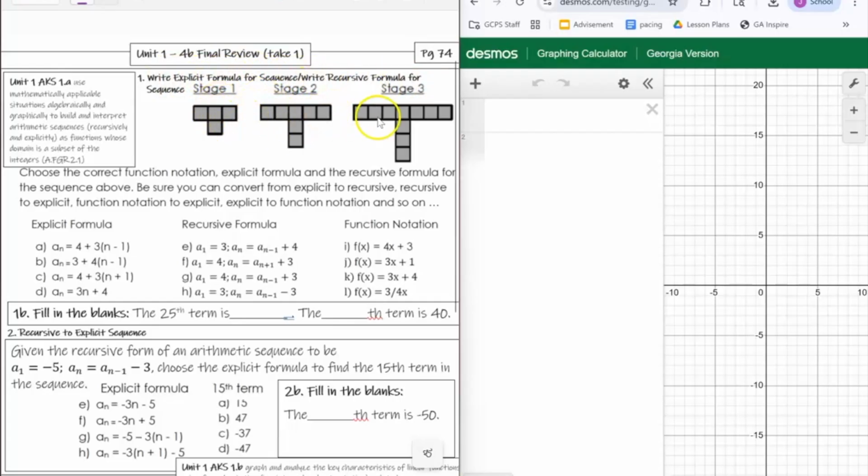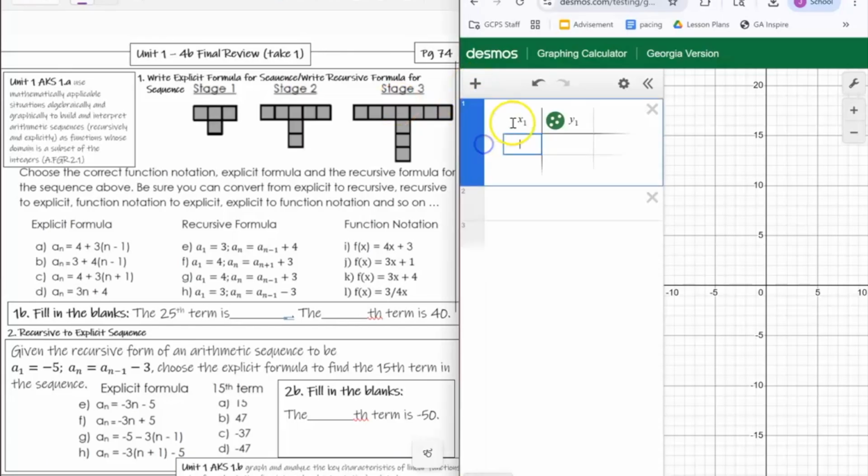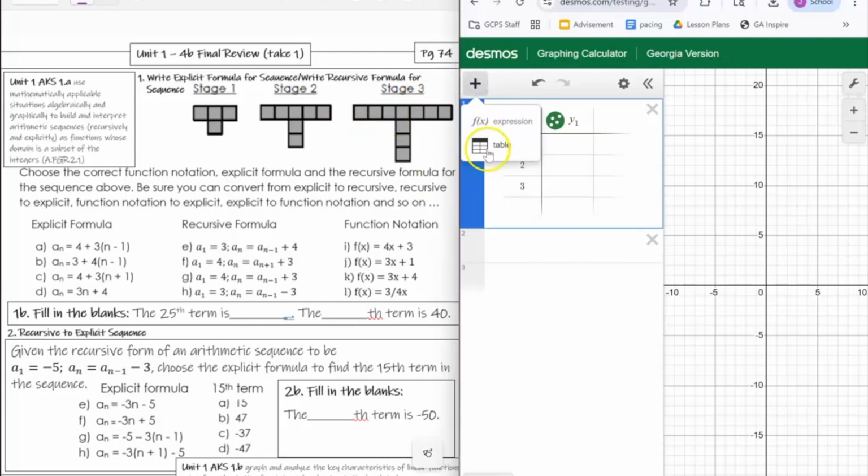So we have a picture, and again, they can be different things. It could be numbers, it could be a picture, it could be a graph, it could be a table. The important thing to realize is that this is the first one, this is the second one, this is the third one. So what I just did is I made it a table by hitting plus table.